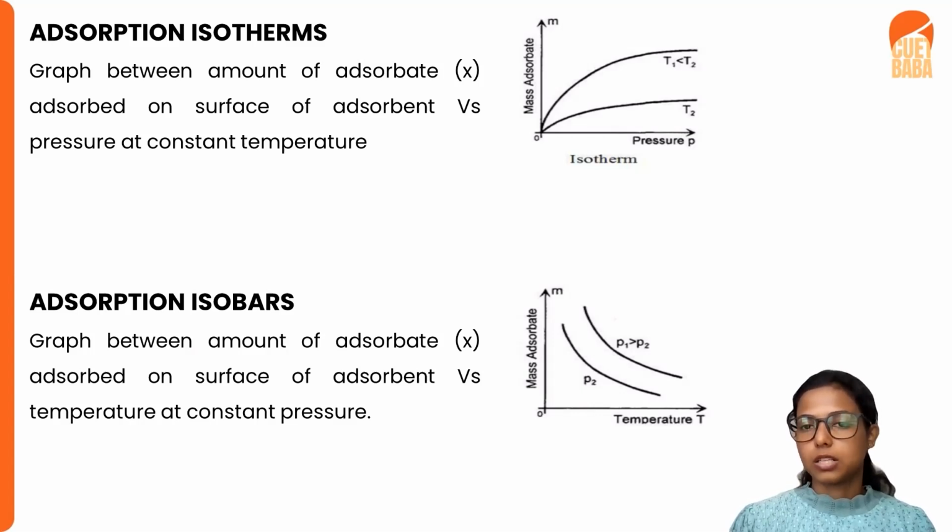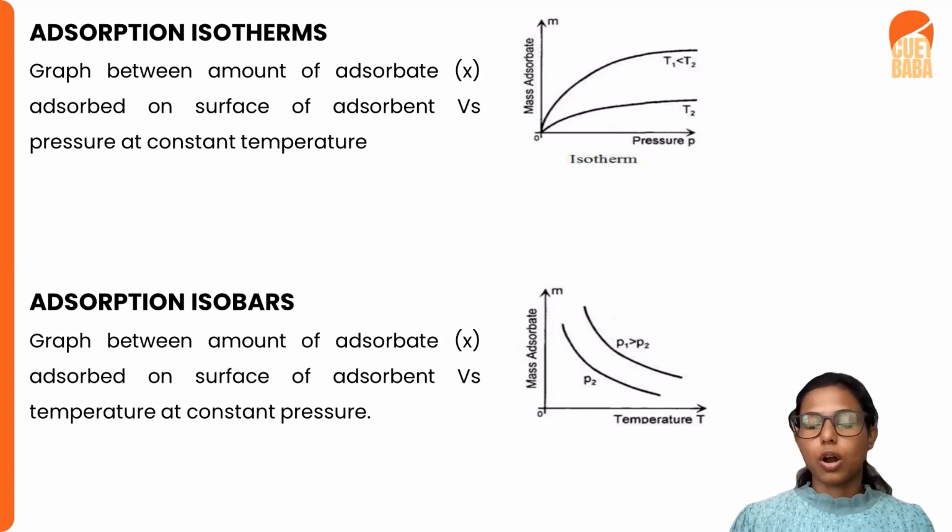We know that adsorption is an exothermic process. So when the temperature increases, desorption will be more common. So at temperature T2, the mass of adsorbate adsorbed is less compared to temperature T1, which is lower than T2. Next, we are going to see adsorption isobars.